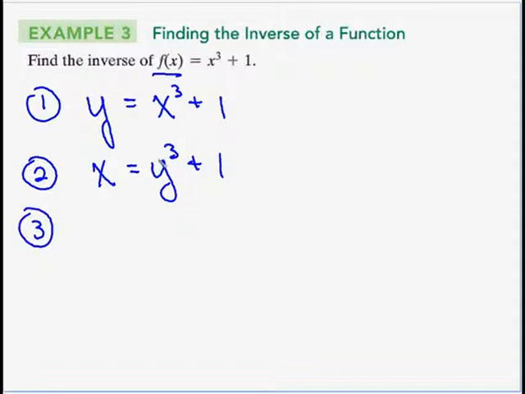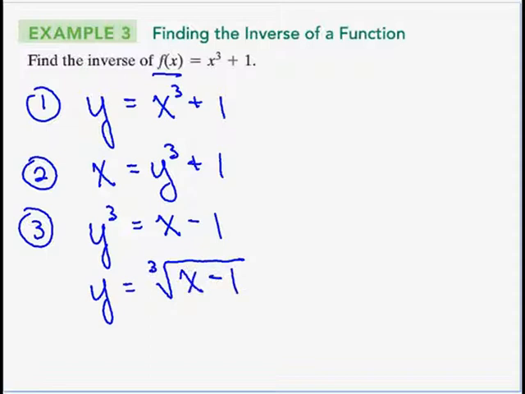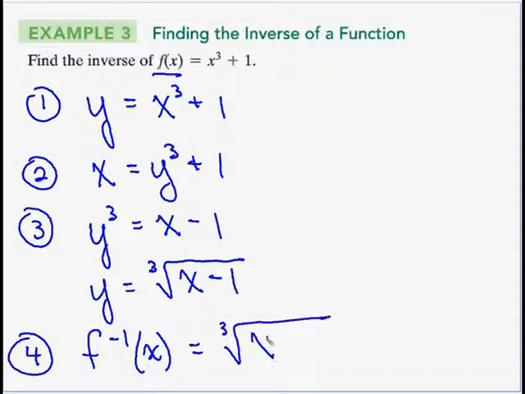Let's see here. First step, I'm going to subtract 1 from each side. y cubed equals x minus 1. And now take the cube root. y equals the cube root of quantity x minus 1. Final step, replace y with f inverse. f inverse of x equals the cube root of x minus 1.